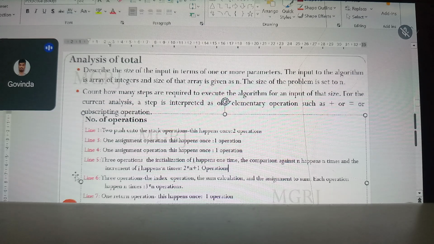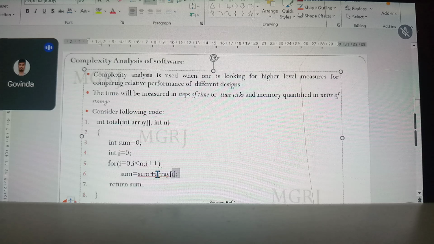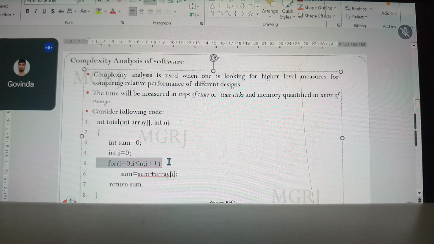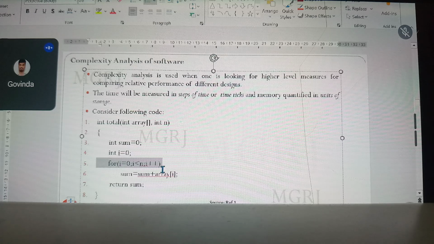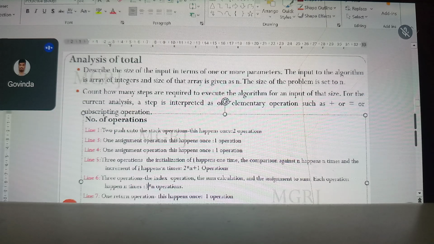On line number 6, if you notice, there is an index operation, an addition operation, and an assignment operation. So these 3 operations will happen. If I say the number of iterations of the loop is equal to n, then the total number of operations for line number 6 is 3 into n.